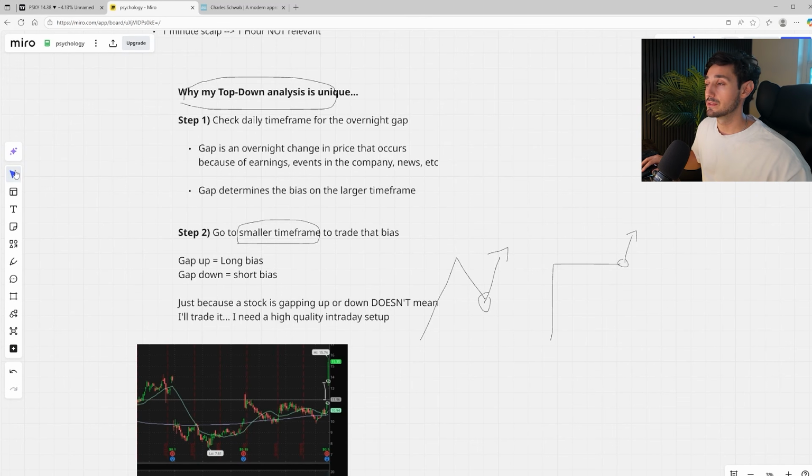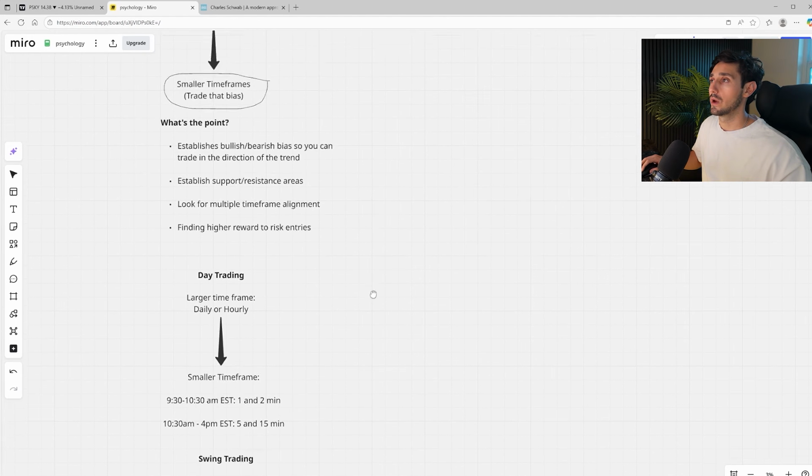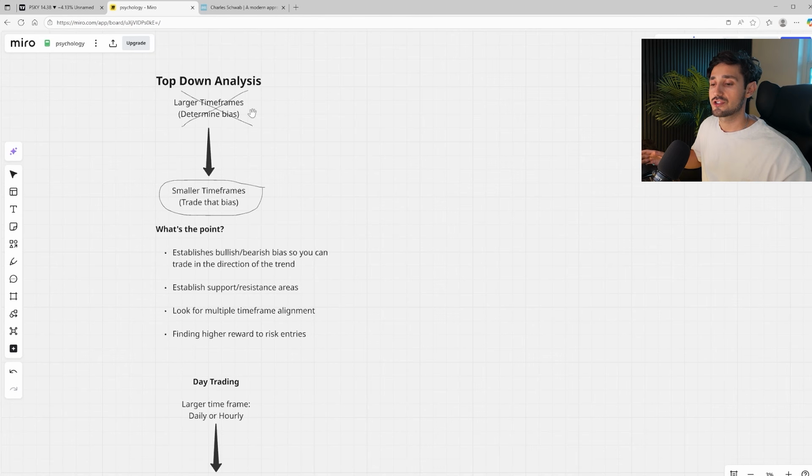All right, guys, that was probably a long video, but I really want to show you enough examples to make sure that this sticks. And it's really easy, right? We go to the daily time frame, understand what's going on with the gap, establish a bias, look if that gap is into support or resistance, understand the quality of the gap.